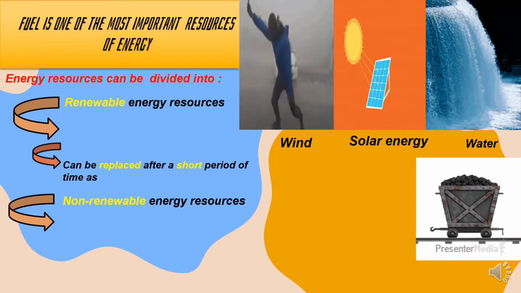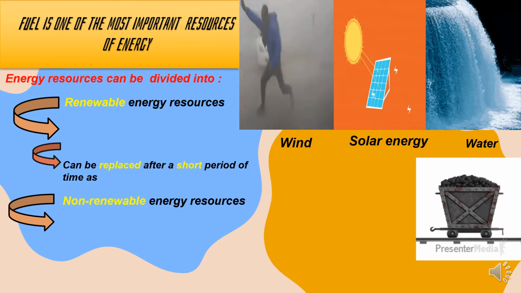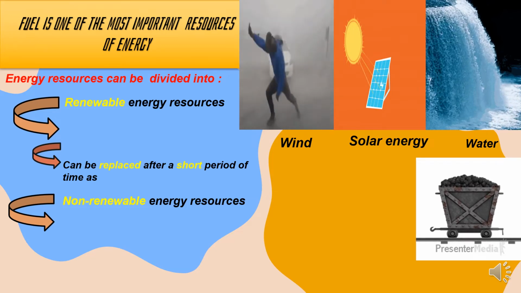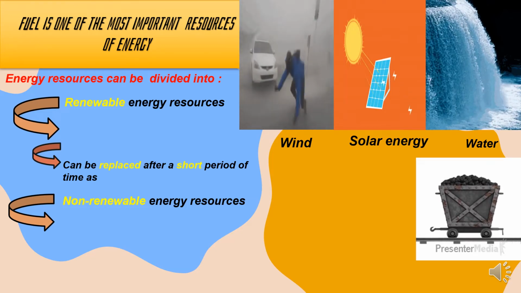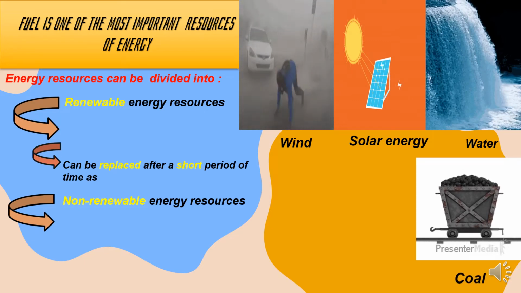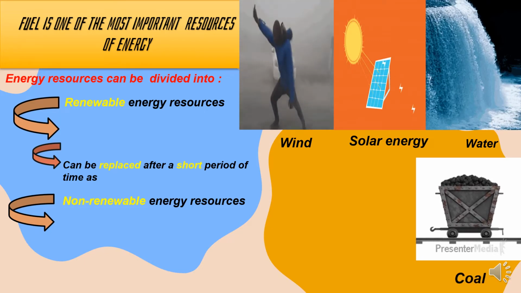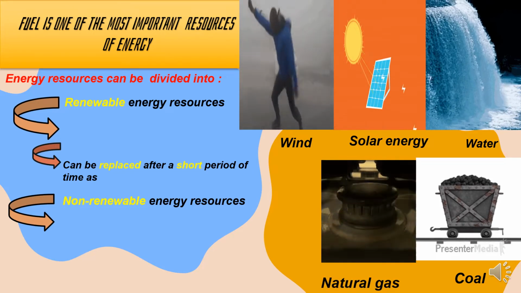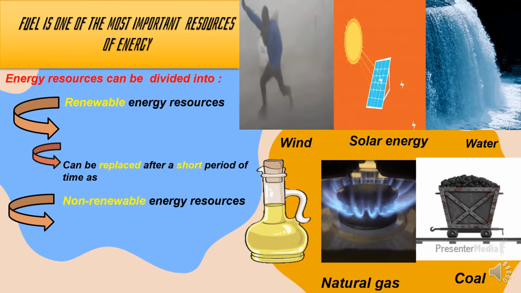While non-renewable energy is energy that is used at a rate faster than it can be replaced, which means that it may run out rapidly. What else? Excellent, natural gas and oil, excellent, grade 4.